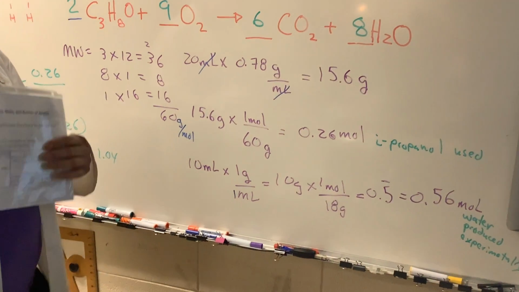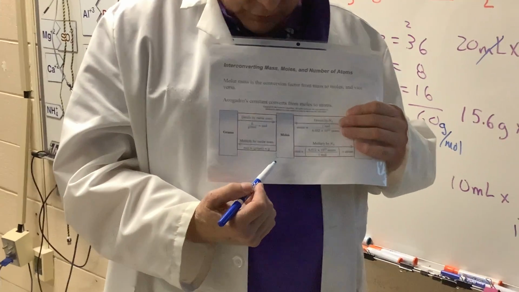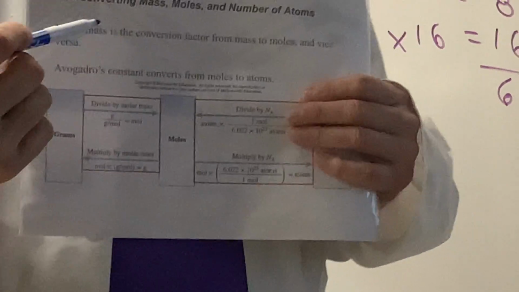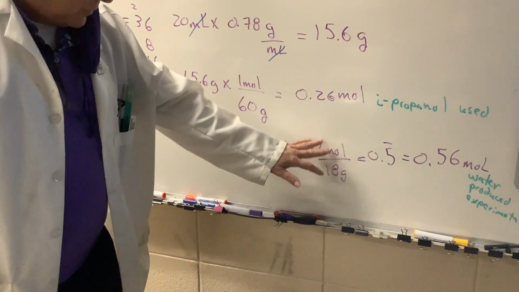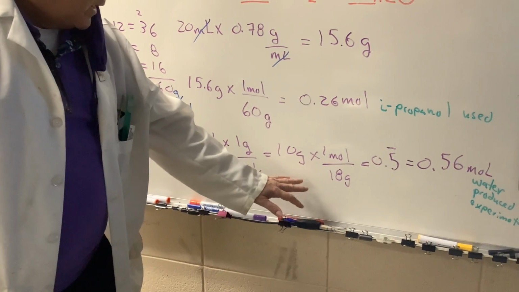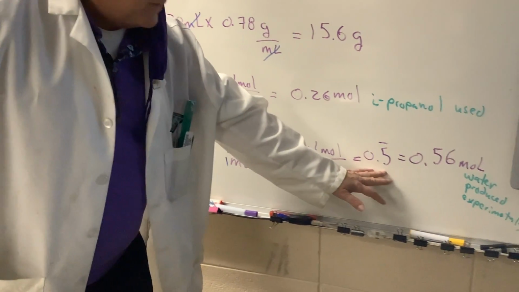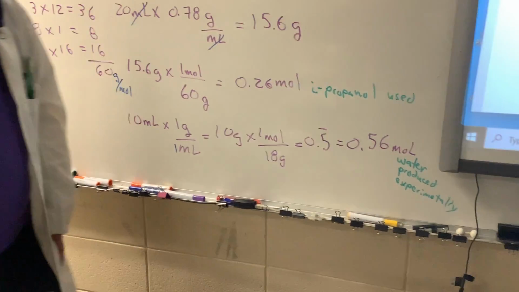So again, if I want to convert my 10 grams of water to number of moles of water, I follow my mole map. It says divide by the molar mass, the molecular weight, the molecular mass, and that is 18 grams, 1 mole per 18 grams. So I'm dividing 10 by 18, and I get 0.55555, with significant figures, 0.56 moles.